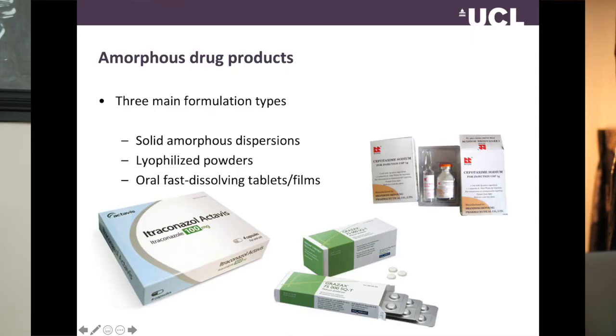So on the screen in front of you are 3 formulation types where amorphous content is absolutely key to performance, and we'll look at them in some detail. The 3 formulation types are solid amorphous dispersions, lyophilized powders, and oral fast dissolving films and tablets.